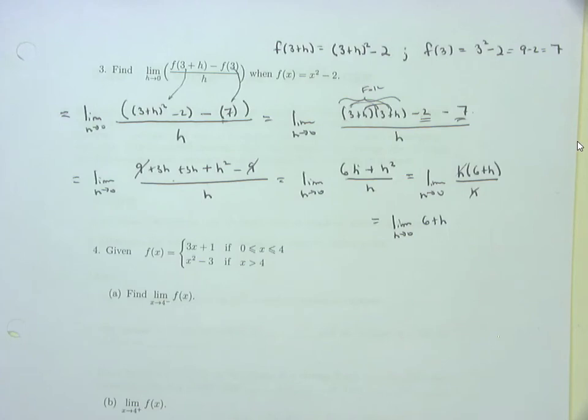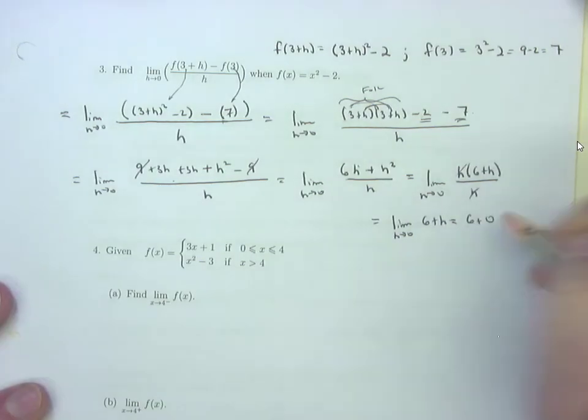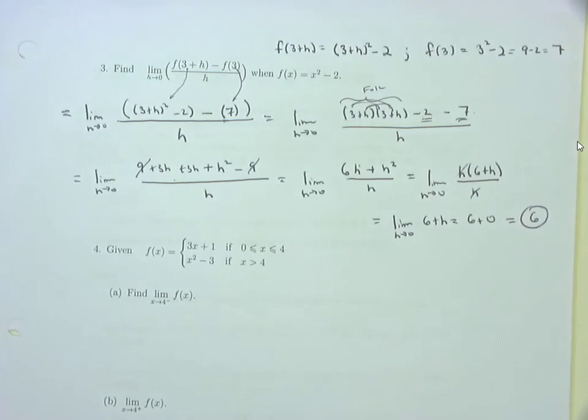The last thing you're going to do is plug in the number. H is 0, so you get 6 plus 0. And notice I don't write limit anymore once I plug it in. And the answer is 6. Does that make sense? All right.